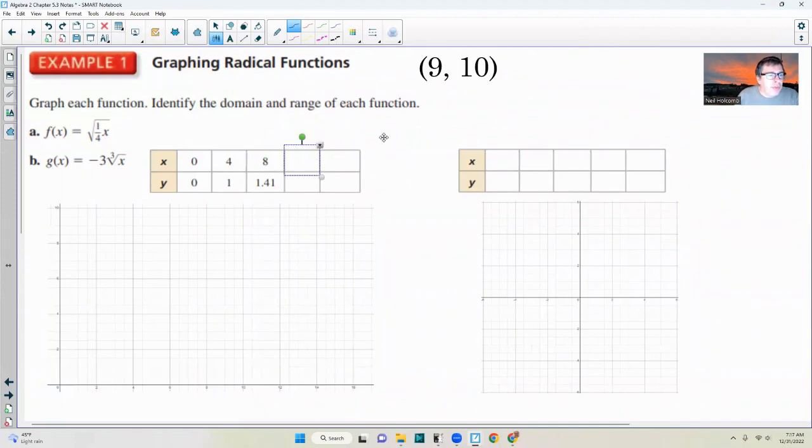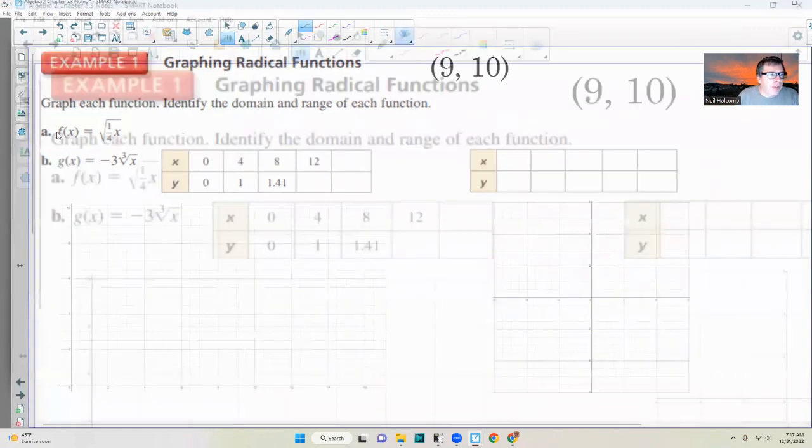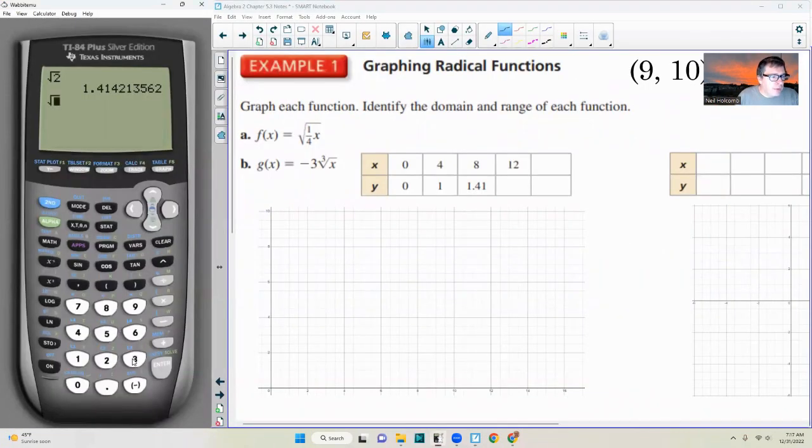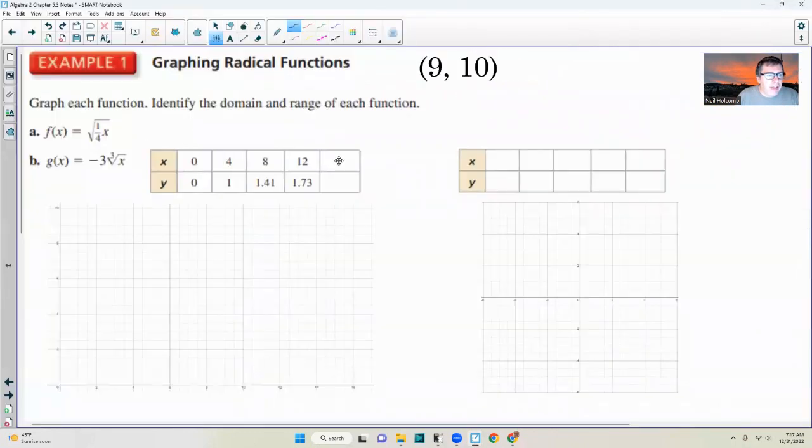The next multiple of 4 is 12. 12 times 1/4 is 3, and the square root of 3 is 1.73. Then finally 16 is the next multiple of 4. 1/4 times 16 is 4, and the square root of 4 is 2. So there's my table of values.